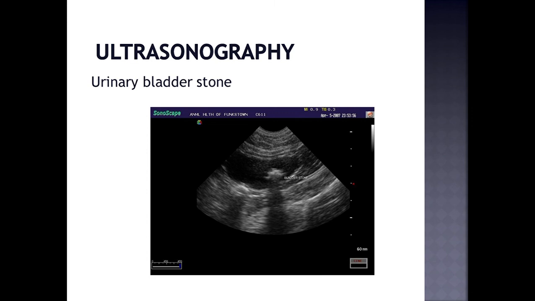So here we see the ultrasonographic picture of the urinary bladder, and in it we see a very bright echogenic structure casting posterior shadow. This we report as stone, and also we can check for the mobility of the stone by changing the position of the patient.